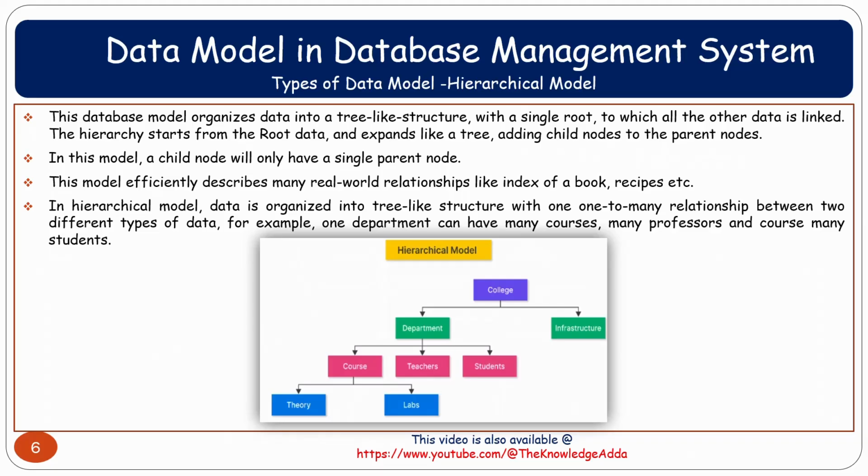In this model, a child node will only have a single parent node. One parent can have multiple children, and each child will have only one parent.